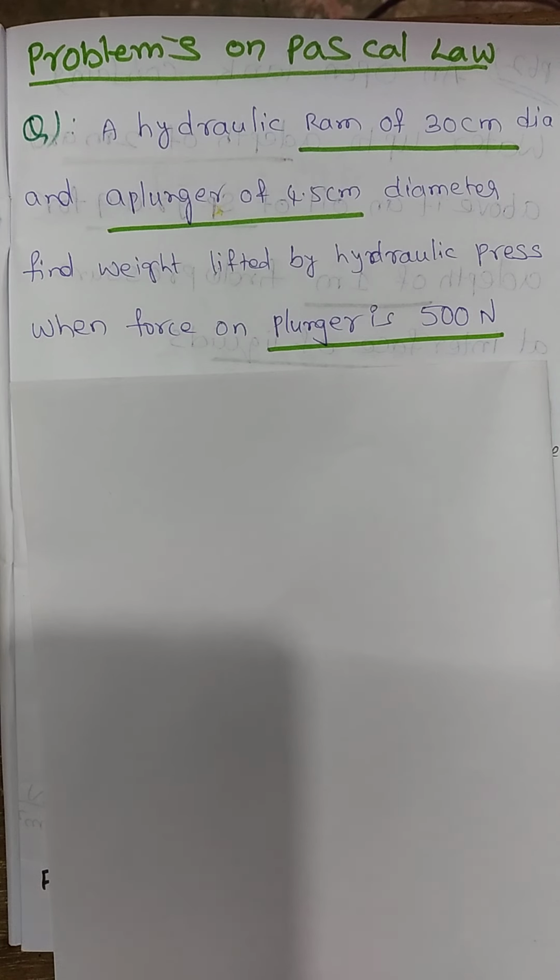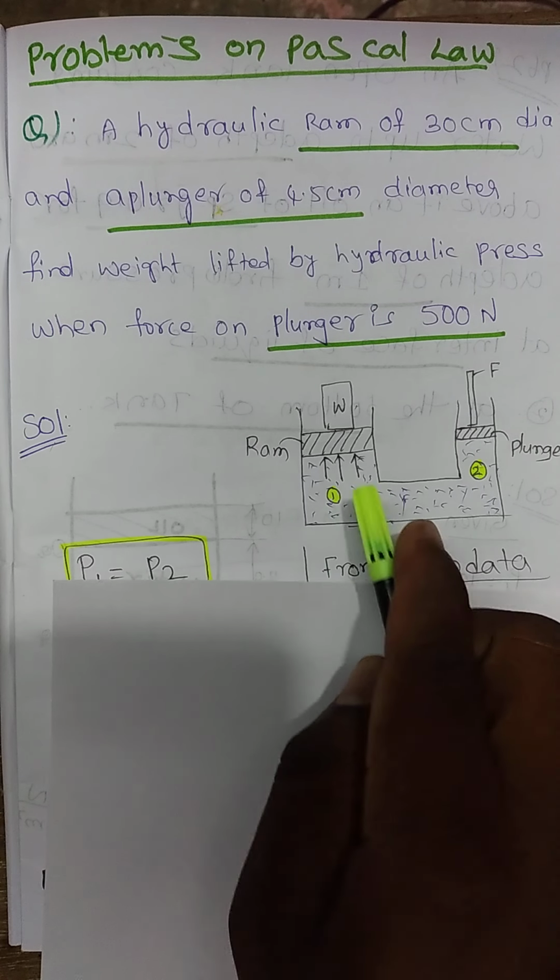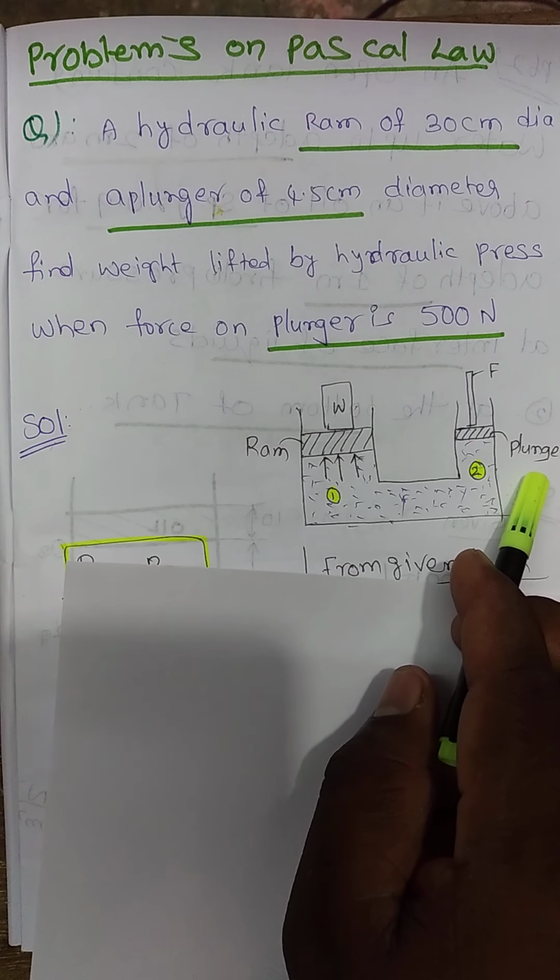Coming to the applications, we already discussed that also. Most of the hydraulic equipment works based on Pascal's law, and pressure measurement also takes place with the help of Pascal's law. Another application is the ram and plunger arrangement. If you observe, the ram and plunger arrangement is shown here.